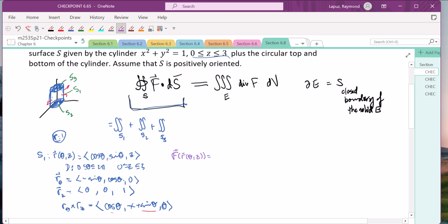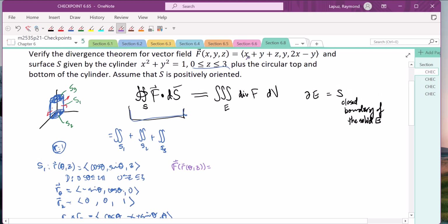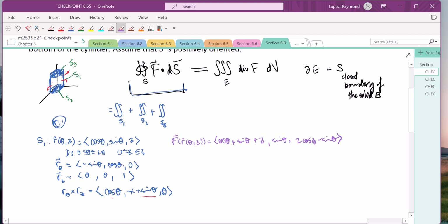And so wherever we see an x, we will put a cosine theta. So this is cosine theta, plus wherever we see y, we put sine theta, and wherever we see a z, we put z. And then our y is going to be, again, sine theta. And then we have 2 cosine theta minus sine theta.